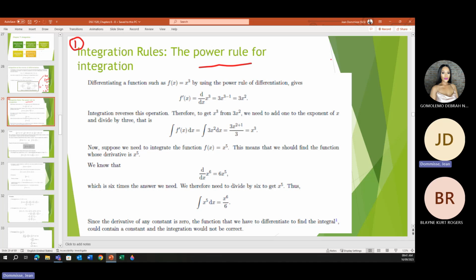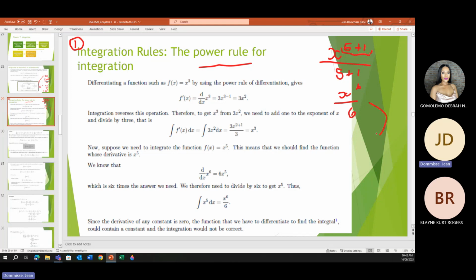Let's look at if I need to integrate this one. So x to the power of 5. If we needed to integrate that, what we will do, we will add 1 to the top, and then we will divide by what that was. So we will divide by that whole thing. So if we needed to integrate the x to the power of 5, it will become x to the power of 6 divided by 6.